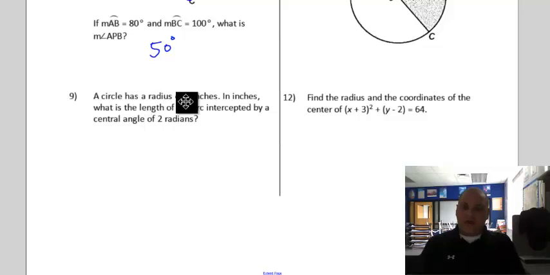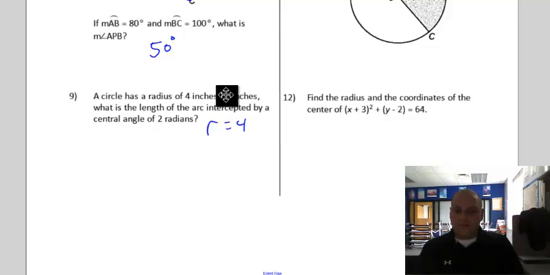All right, a circle has a radius of 4. All right, so let me write this down. Circle has a radius of 4. What is the length of the arc? Length of the arc, that's S, and I don't know that. That's what I'm trying to find. Intercepted by a central angle of 2 radians. That's theta. 2 radians.